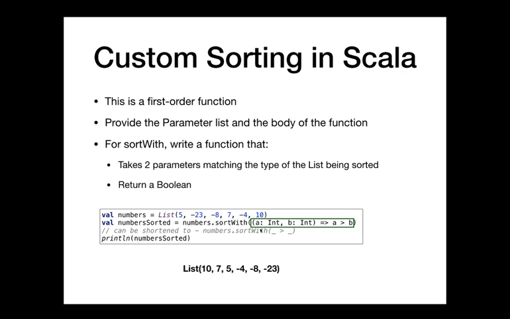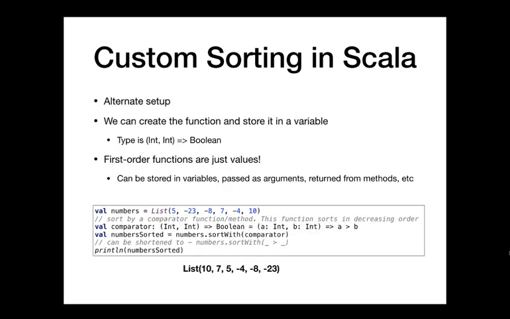Sort with is going to take a function that takes 2 ints and returns Boolean and has the properties that we described. True if the first argument comes before the second one, false otherwise. And it's this function I want to talk about. So let's rewrite this a little bit. So I defined that function and put it in the method call right away.